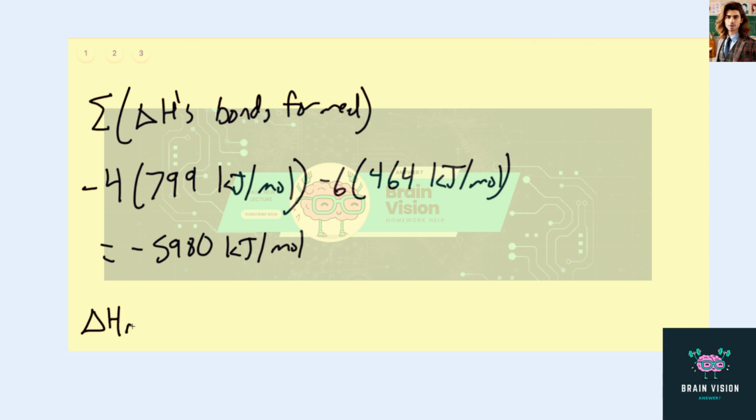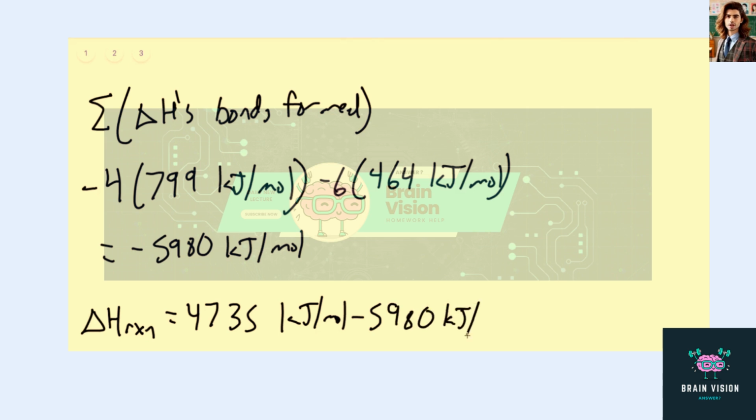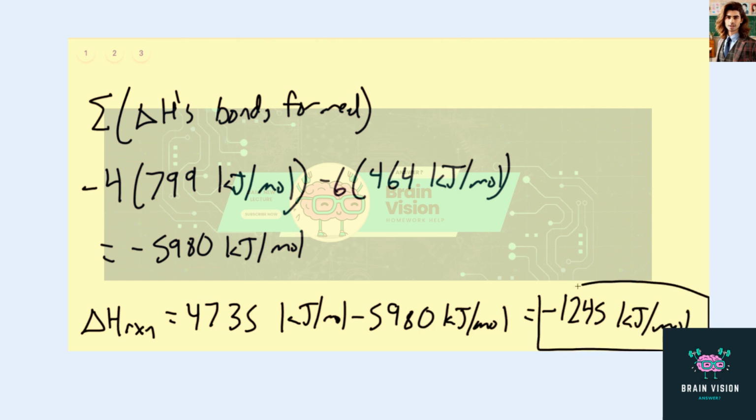And so now to find the delta H of reaction, we take our bonds broken, our 4735 kilojoules per mole, and subtract our 5980 kilojoules per mole for bonds formed. And we get a delta H of reaction of negative 1245 kilojoules per mole. And that is our final answer.